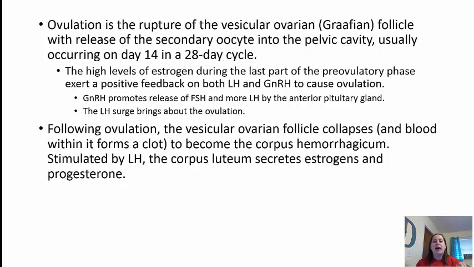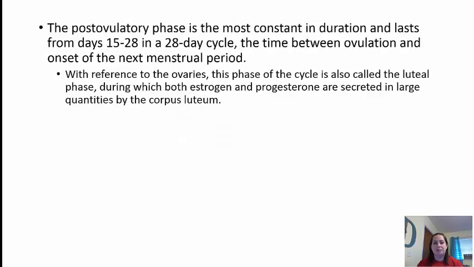Now, stimulated by the luteinizing hormone, the LH, this is going to convert it into what we call the corpus luteum. It's going to now start secreting lots of estrogen and progesterone at this point. The post-ovulatory phase is the most consistent in duration or time, and it lasts between days 15 to 28 if they're on a 28-day cycle. And this is the time between ovulation and the onset of the next menstrual period.